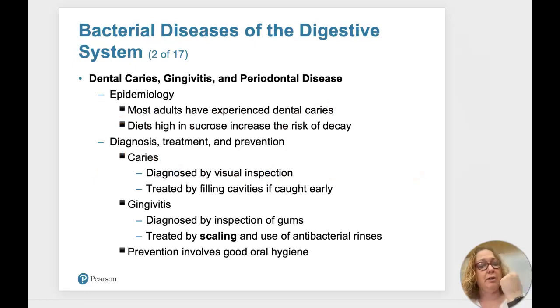Okay. All of these periodontal diseases, in general, most adults have experienced dental issues. A diet high in sugar increases the risk because the bacteria live on the sugar in your mouth. They're called caries, diagnosed by visual inspection, like, hey, you have a cavity. That's what your dentist is doing. Gingivitis is diagnosed by inspection of the gums, treated by scaling and use of antibacterial rinses like Scope.